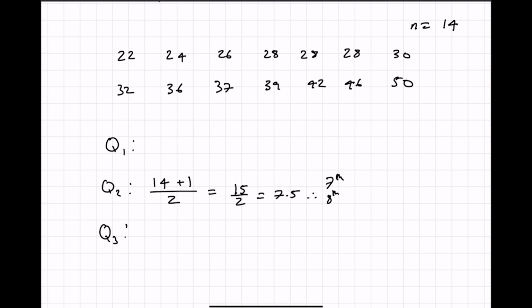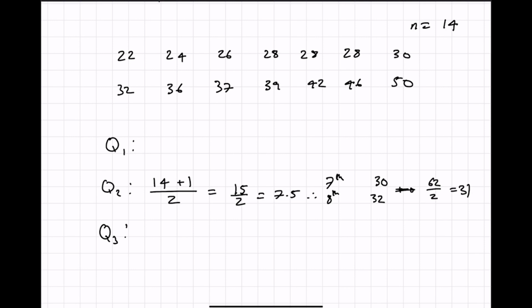So what is the 7th value? I've already ordered it on purpose. So 1, 2, 3, 4, 5, 6, 7. So 30 is our 7th value. What is our 8th value? That's 32. So you add them up, you get 62. So 62 divided by 2 gives you 31. That's our median, which makes sense. Looking at this data, 31 is pretty much halfway through our data set. Now let's do Q1.